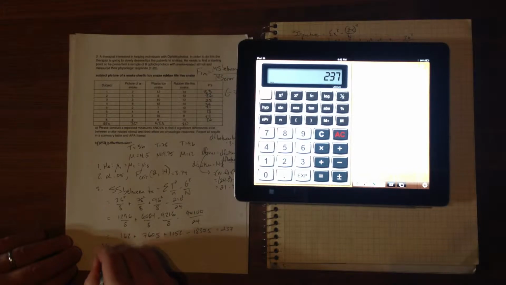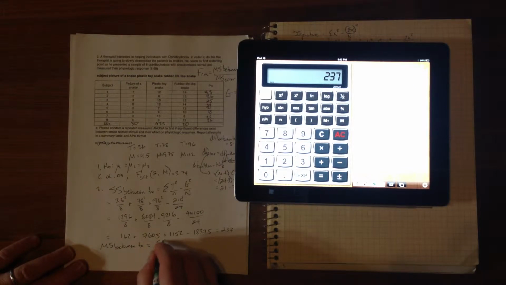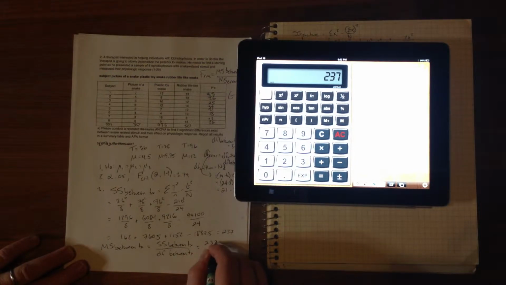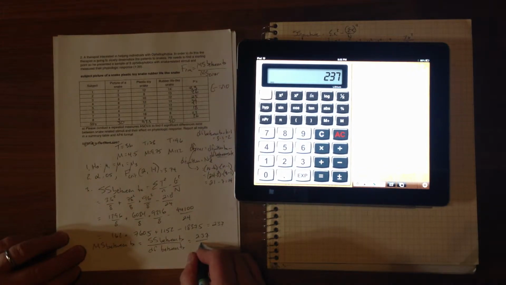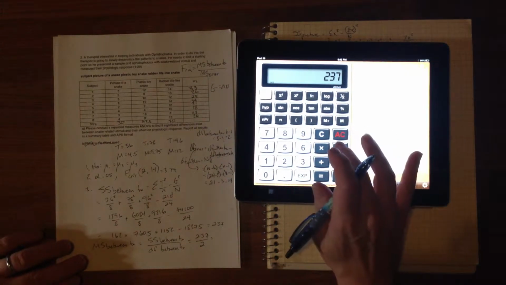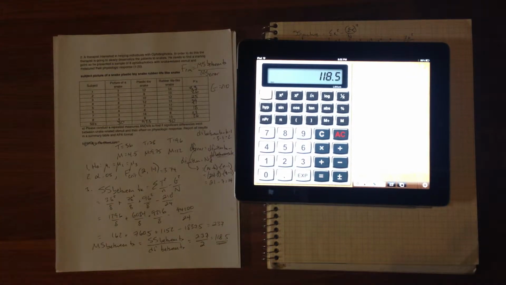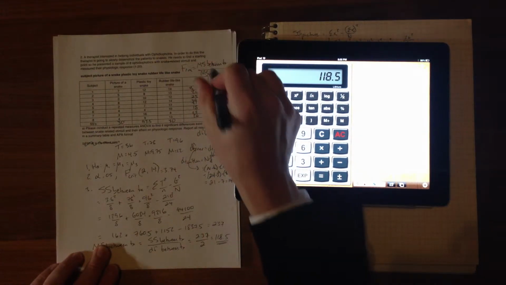Alright. We can go ahead and get our mean square out of the way. Mean square is variance, and variance is sum of squares over degrees of freedom. Sum of squares between treatments over degrees of freedom between treatments. That's 237, divided by our between treatment degrees of freedom, which was 2. So that gives us 118.5 for mean square between. Great. Okay, we've got our numerator. Check. We need our denominator.